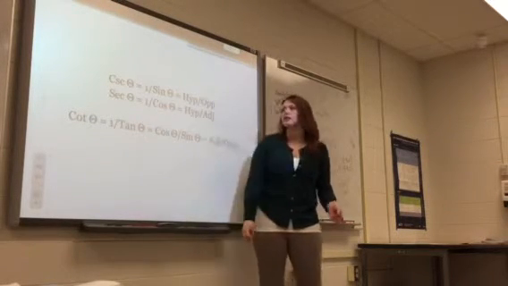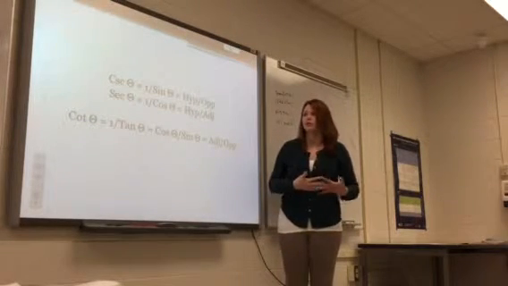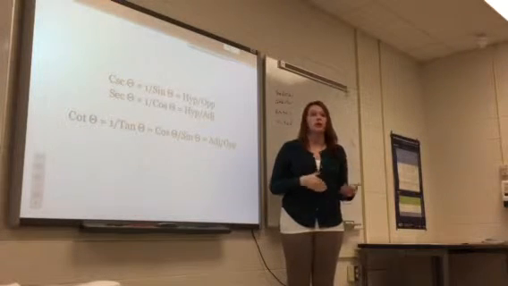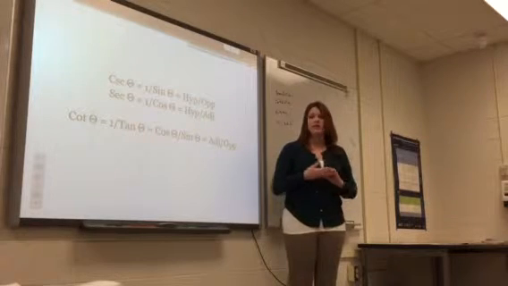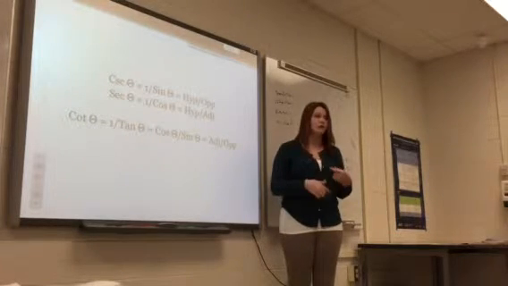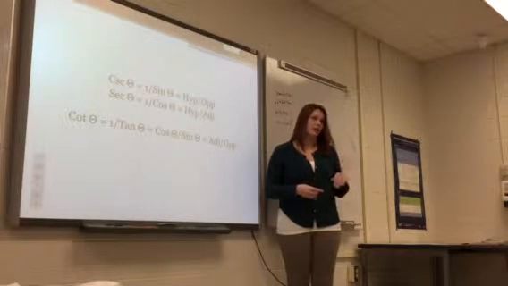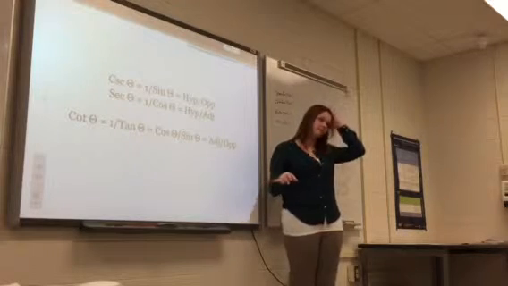So your cosecant will be your 1 over sine, which is just the reciprocal of it, which is hypotenuse over opposite. Secant is 1 over cosine, which is hypotenuse over adjacent. Same with cotangent. It's 1 over tangent, which is, instead of sine over cosine, it's cosine over sine. And that is adjacent over opposite.